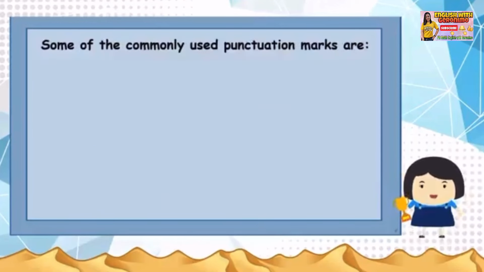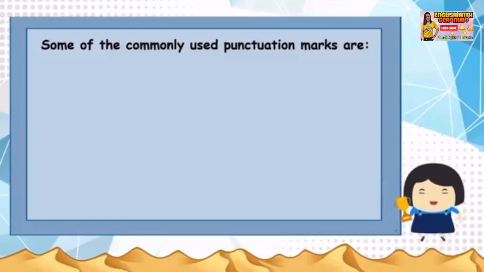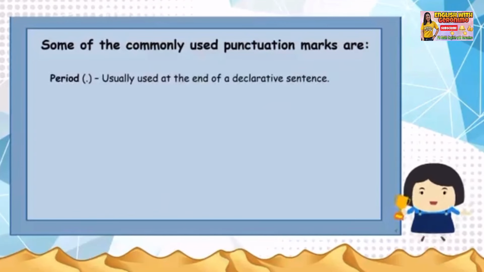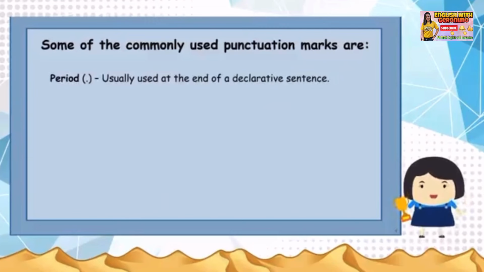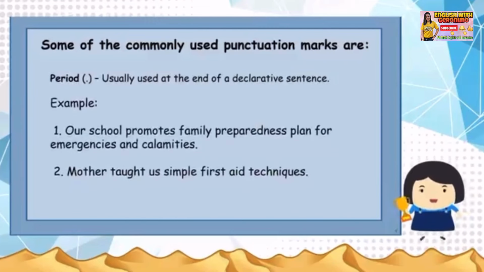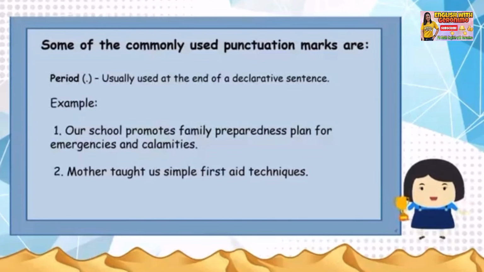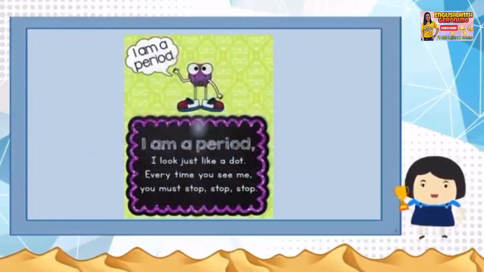Now, let's learn some of the commonly used punctuation marks. Period. Usually used at the end of a declarative sentence. Example, our school promotes family preparedness plan for emergencies and calamities. 2. Mother taught us simple first aid techniques. This is how a period looks like.